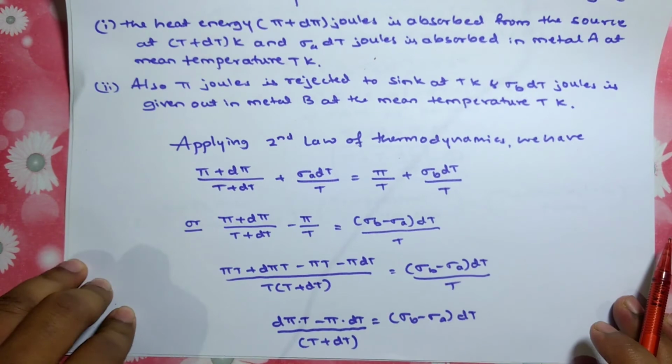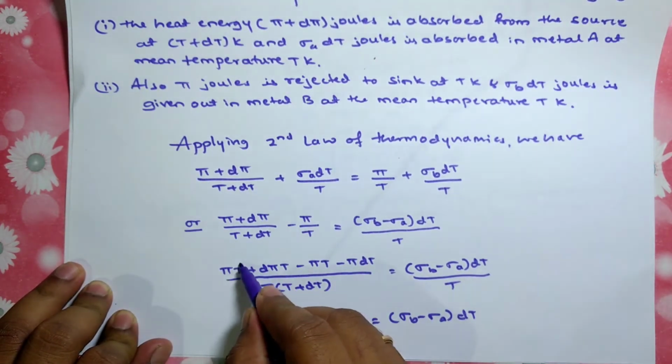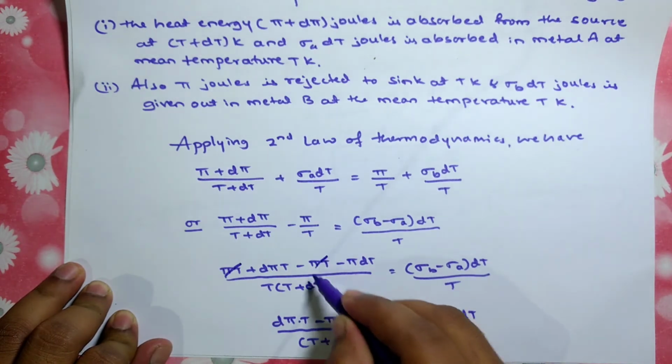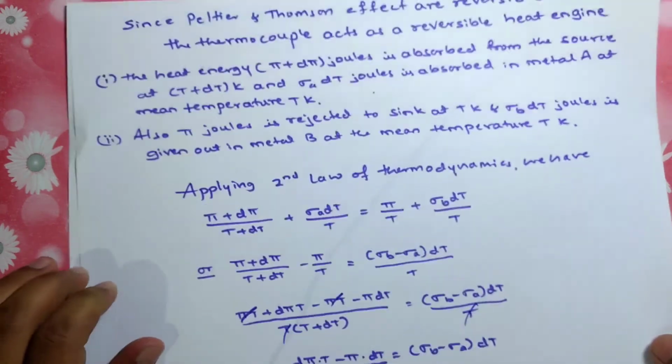Now I'm going to cancel the terms pi T and pi T. In the remaining terms we will get d pi into T minus pi into dt divided by T into (T plus dt), and here T gets cancelled. So d pi into T minus pi into dt divided by (T plus dt) is equal to (sigma B minus sigma A) into dt.